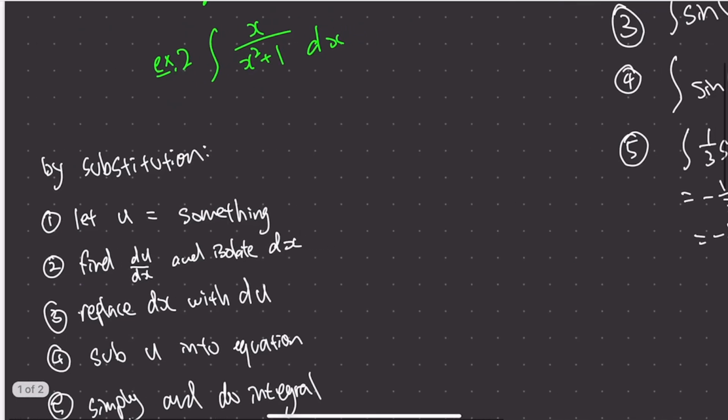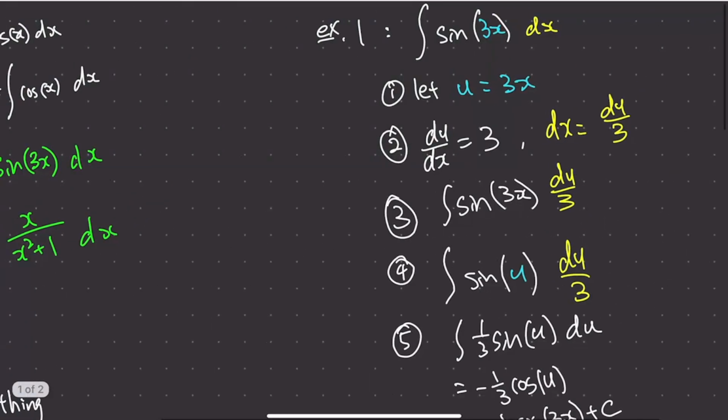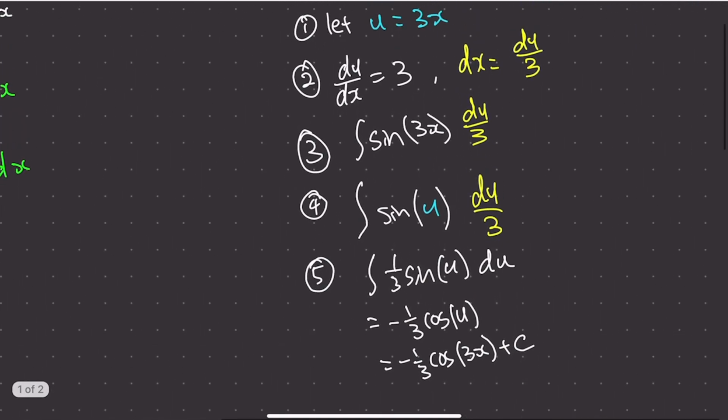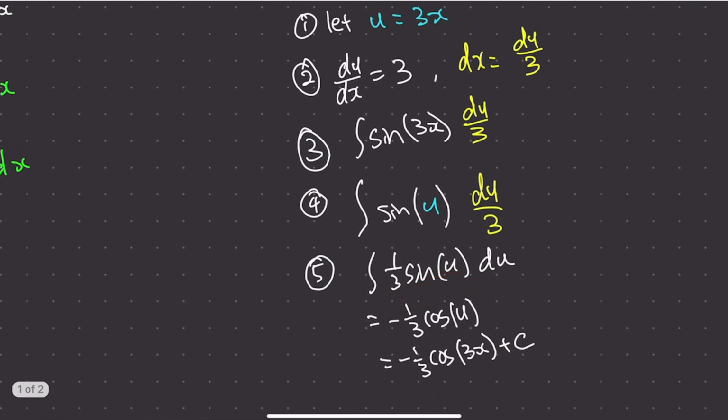Then step 4, sub u into the equation. We said u is equal to 3x, and we see 3x here, so that's why we're subbing in u here. Then step 5, simplify and do the integral. Can I simplify anything? Well, I can take the 1 over 3 out, and then it's just going to be the integral of sine u.